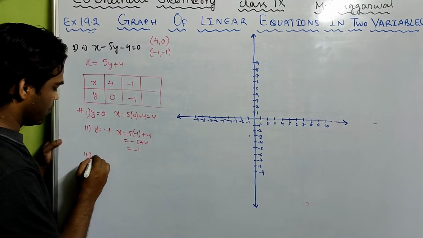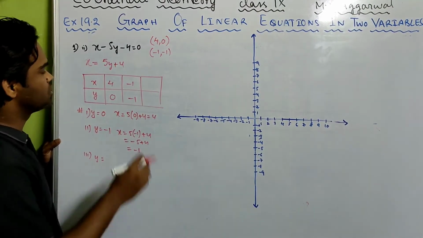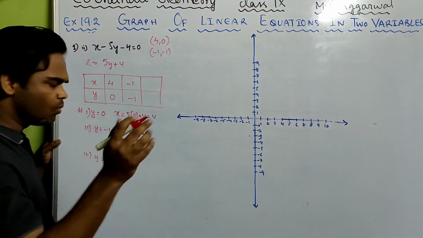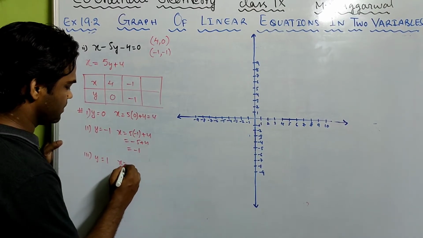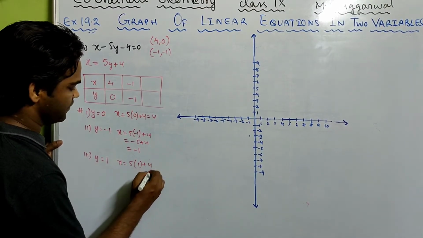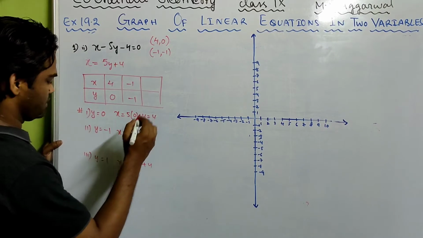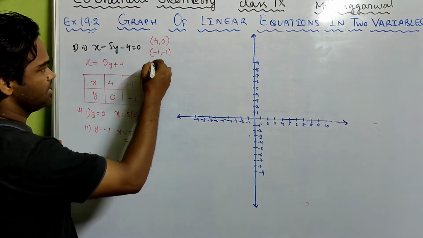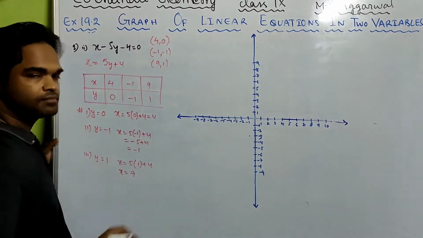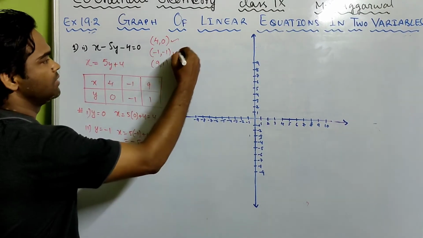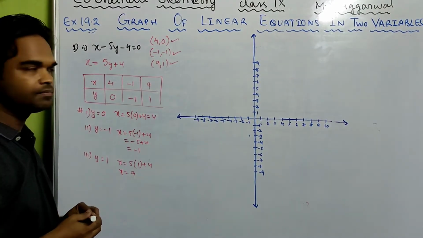Choose one more value. Suppose I choose y as 1. Then x will be 5 multiplied by 1 plus 4. Then x will be 9. So when y was 1, x is 9. So 9 comma 1. Done. We got the points which we will plot in the coordinate plane.